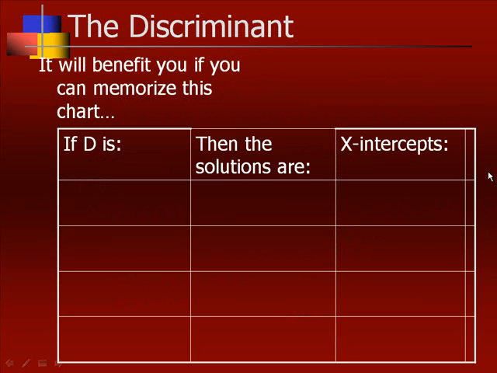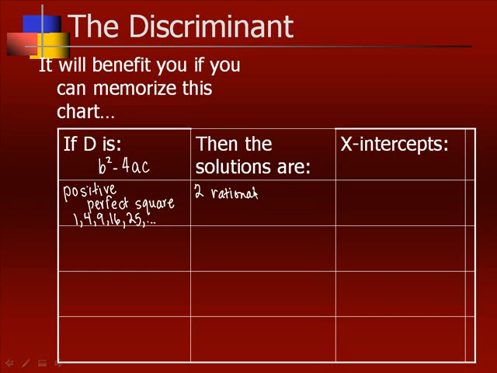Okay, so here's a little discriminant chart that will help you if you can memorize this chart. The first column says if D is, now remember D is the b squared minus 4ac. If the discriminant is a positive number that is a perfect square, okay, a positive number that is a perfect square. So if D is 1 or 4 or 9 or 16 or 25 or numbers of this form, then we are going to have 2 rational solutions.